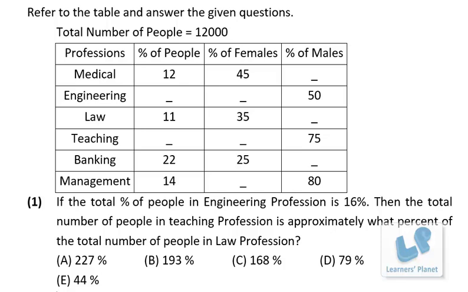Now let's see this set. Total number of people 12,000. Profession: medical, engineering, law, teaching, banking and management. Percentage of people, percentage of females and percentage of males. Okay, so let's go to the question.